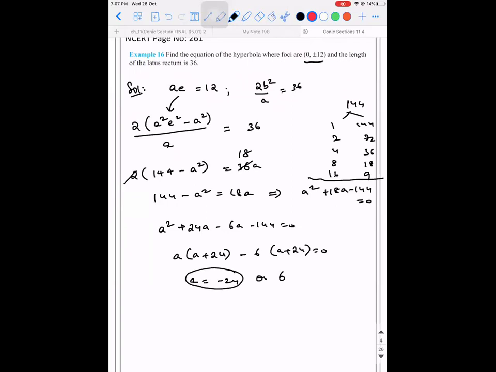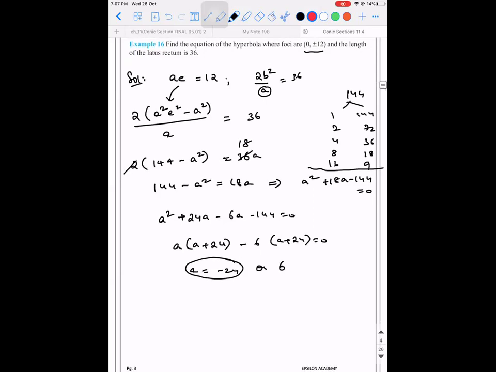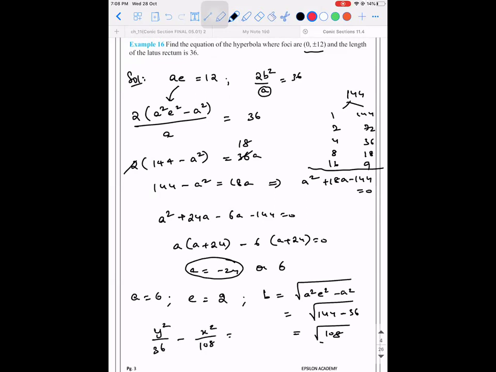I cannot take a is equal to minus 24, no? If I take a is equal to minus 24, then the distance will become negative. So if I take a to be 6, then e is how much? e is 2. If e is 2, b is how much? b is equal to root of a square e square minus a square. So root of 144 minus 36. So how much is it? Root 108. So b square is 108. So what will be the required equation? y square by a square minus x square by 108 is 1. Is this right?